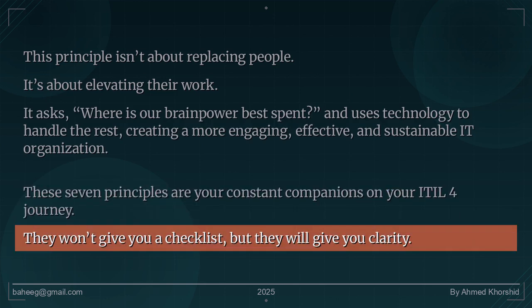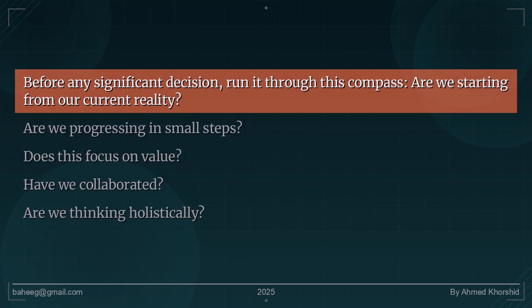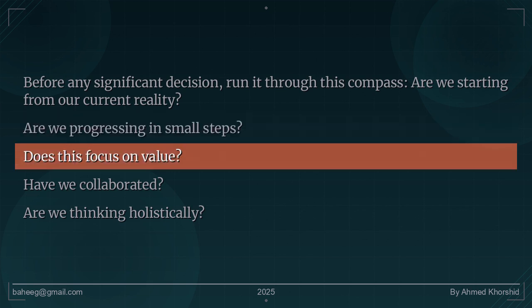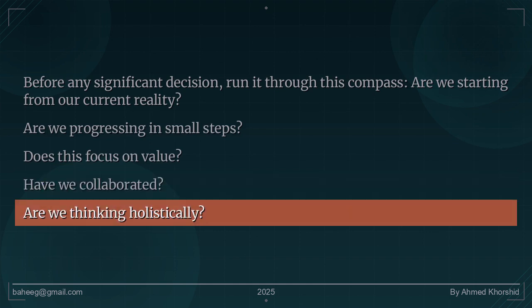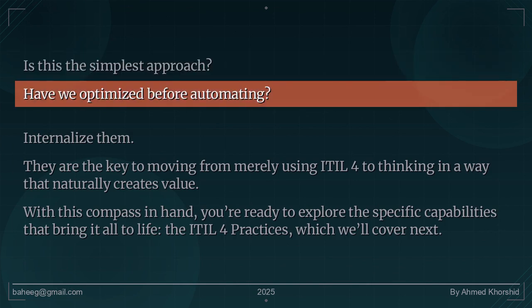They won't give you a checklist, but they will give you clarity. Before any significant decision, run it through this compass. Are we starting from our current reality? Are we progressing in small steps? Does this focus on value? Have we collaborated? Are we thinking holistically? Is this the simplest approach? Have we optimized before automating?